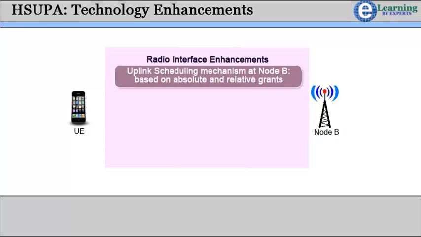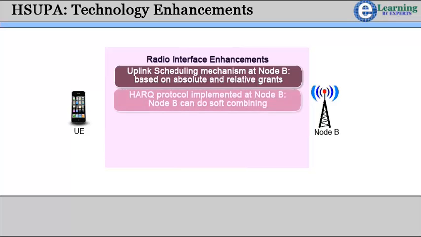Uplink scheduling mechanism is of central importance for HSUPA. The uplink scheduler, just as in HSDPA, is located in the node B. The task of the uplink scheduler is to control the uplink resources used by the UE in the cell. The scheduling mechanism is based on absolute and relative grants. The absolute grants are used to initialize the scheduling process and provide absolute transmit power ratios to the UE, whereas the relative grants are used for incremental up or downgrades of the allowed transmit power.